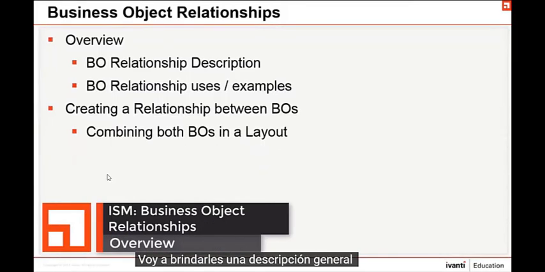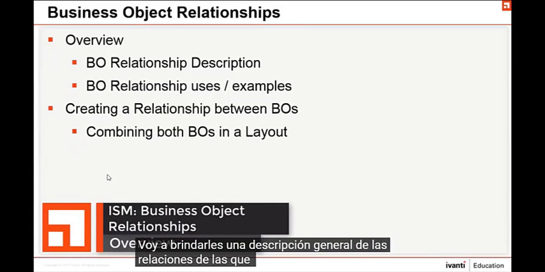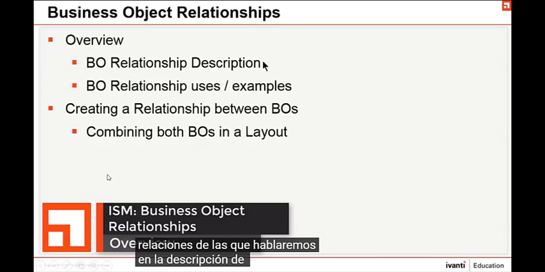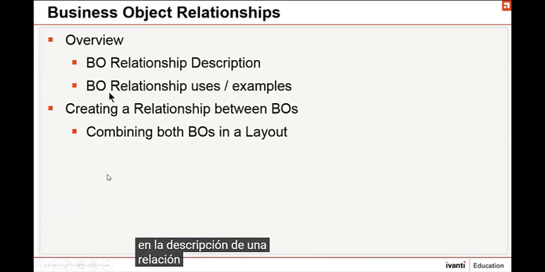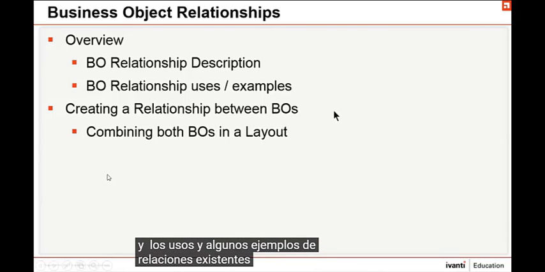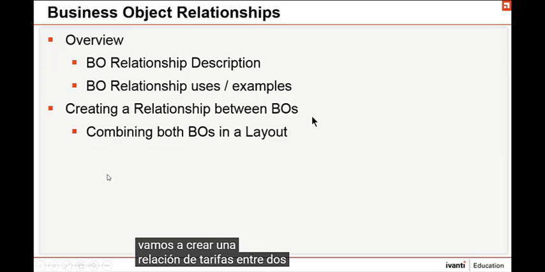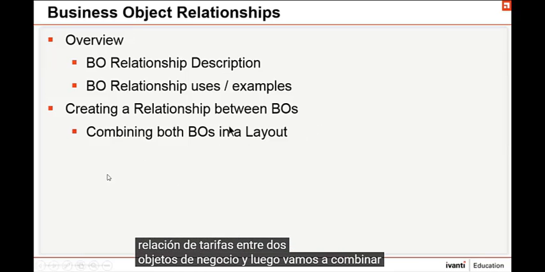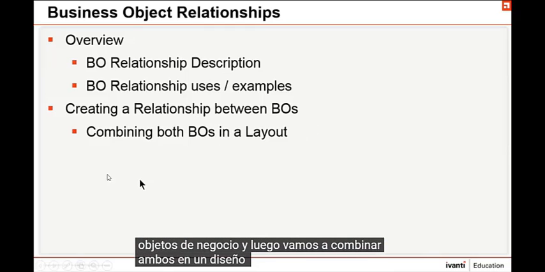I'm going to give you an overview of relationships. We're going to talk about the description of a relationship and the uses and some examples of existing relationships. We are going to create a relationship between two business objects, and then we're going to combine both of those into a layout. All right, so let's get started.